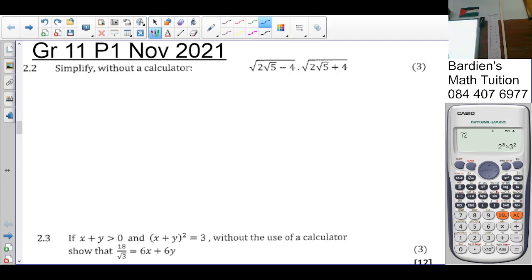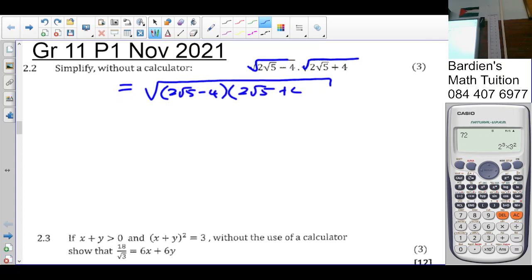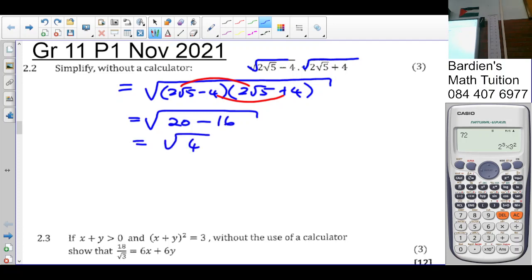So you see both these square roots. So this can be written as the square root, which is 1 square root. Sorry. 2 root 5 minus 4 times 2 root 5 plus 4. Not so. So what can be done now? We can multiply the first and the last. That's going to be the square root of 2 root 5 times 2 root 5 is 4 root 5, which is 20, minus 16. 4 times negative 4 is 16, which is the square root of 4, which is?